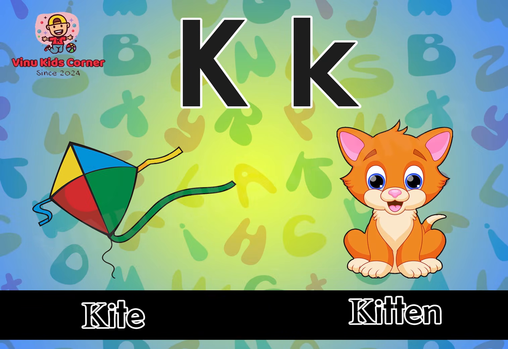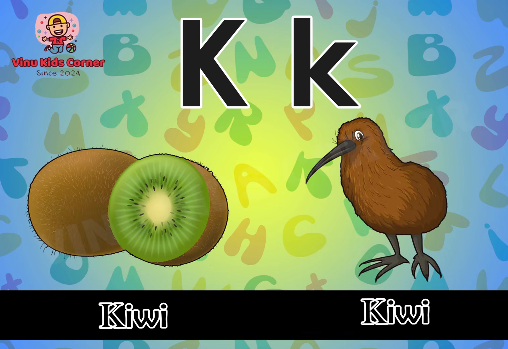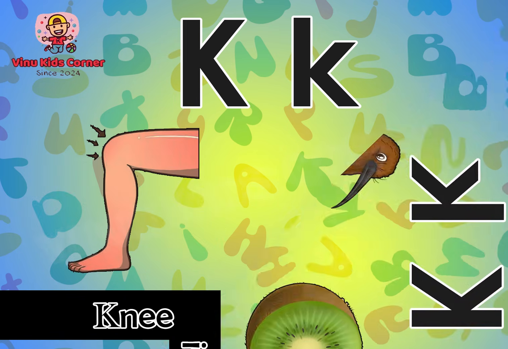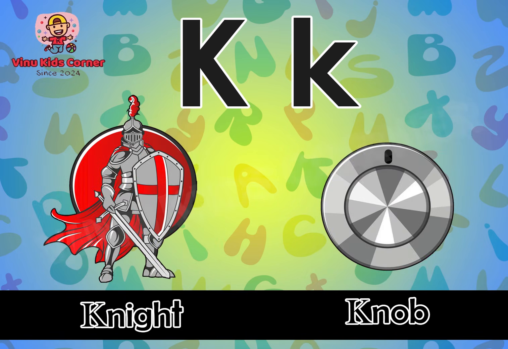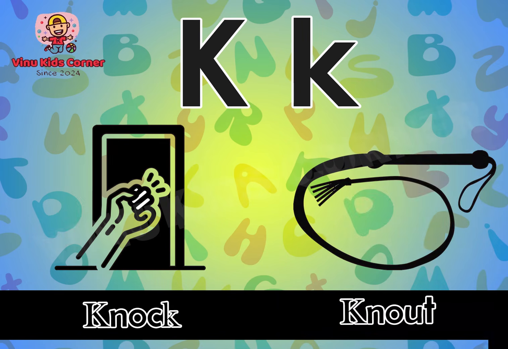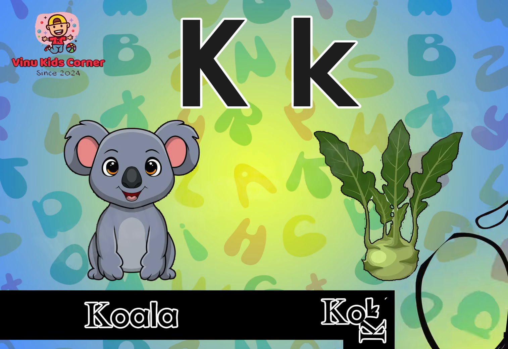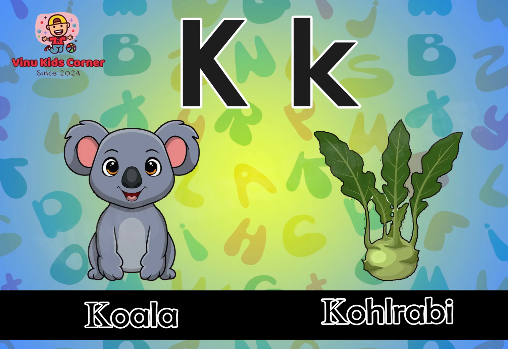K is for kite. K is for kitten. K is for kiwi. K is for knee. K is for knife. K is for night. K is for knob. K is for knock. K is for nap. K is for koala. K is for kohlrabi.